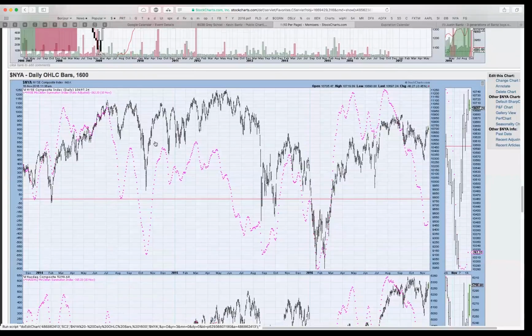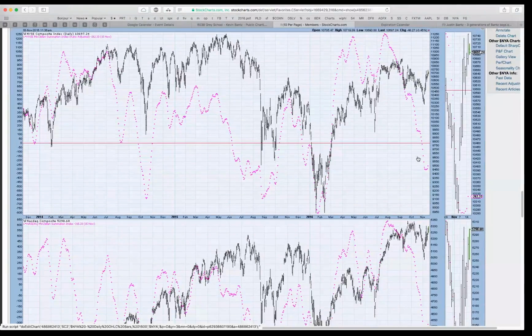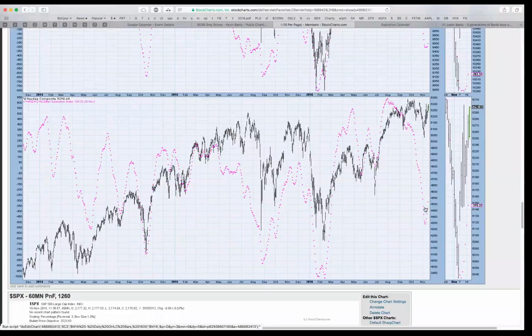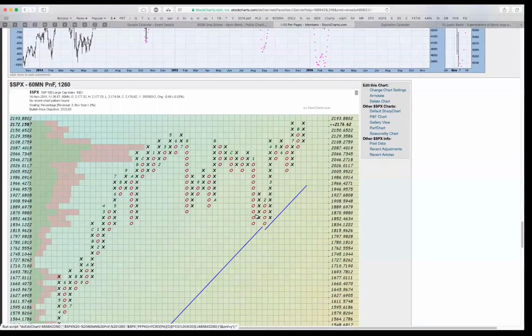Our little pink dots, which is the summation index. This is number of issues participating, New York Stock Exchange above, and your NASDAQ below. And you can see that a lot of other issues are jumping on board now. Okay, and that's why we need to see the continuation of the NASDAQ to go higher with these issues so you get a broad-based rally.